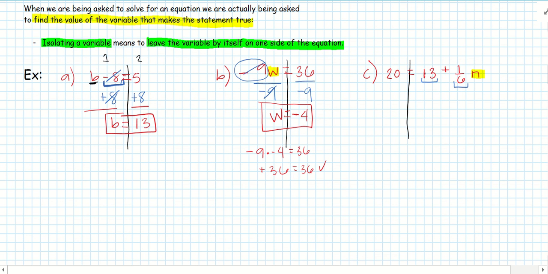So here I need to get rid not only of the 13, but also of the 1 over 6, right? So that's 2 steps, because I have two values, that I'm going to have to do in order to isolate my variable.